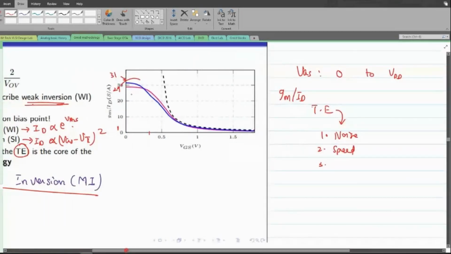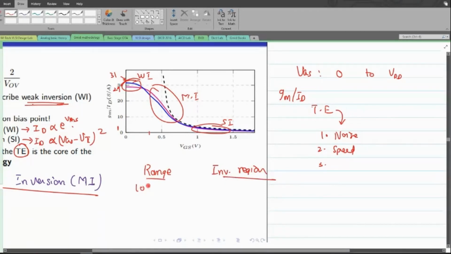One thing I can say is that whenever the value of GM over ID is high, I'm in weaker inversion. Whenever the value of GM over ID is small, I'm in stronger inversion. And whenever I'm in between them, I'm in moderate inversion. Still, people try to define some sort of boundary to use as a reference value. So let me roughly define this boundary, but this is not a hard rule. Whenever GM over ID falls between 10 and 20.